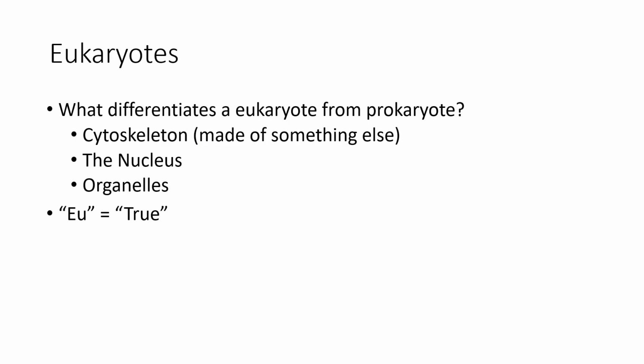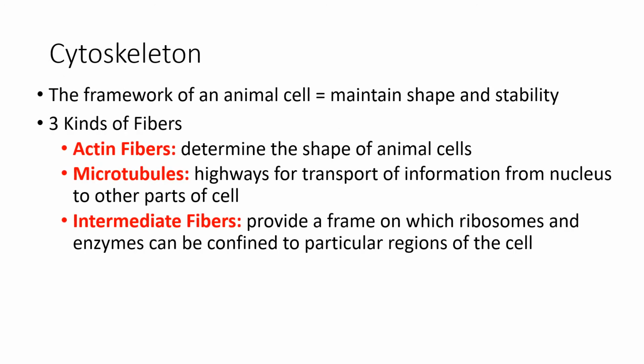So what's the difference between that and a eukaryote? Well, a eukaryote has a cytoskeleton that's made up of something else completely. It has a nucleus, and it does have these little subcomponents called organelles. And "eu," like Eucharist, if you will, stands for true. So true kernel, if you will. That's probably a good game handle, true kernel. I don't know.